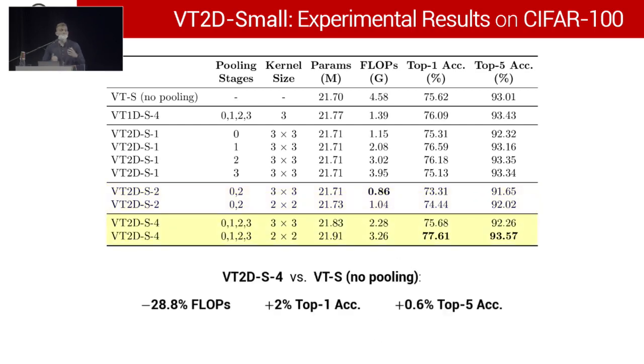Finally, our configuration employing four pooling layers, one for each stage of our proposed architecture, is able to achieve a reduction of computational cost expressed in terms of flops of about 30%, precisely a 28.8% reduction of flops, and at the same time to increase the accuracy by about 2 percentage points.